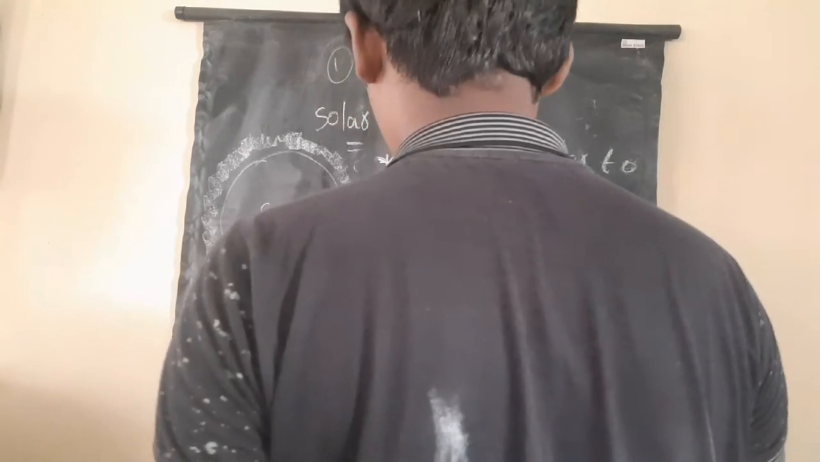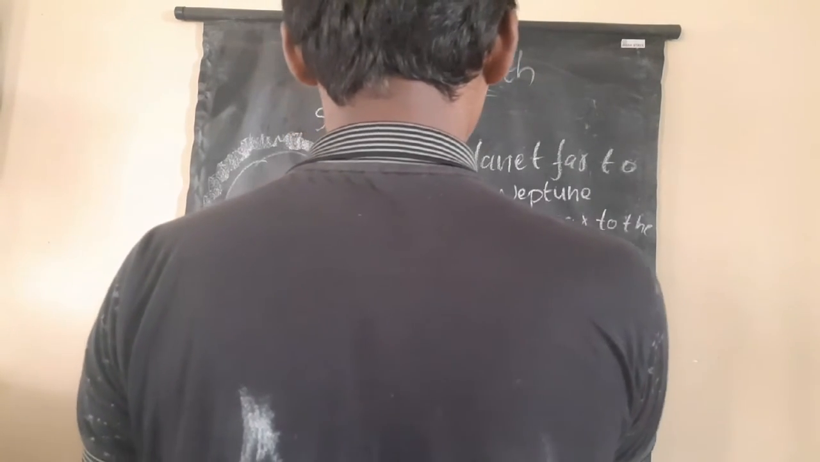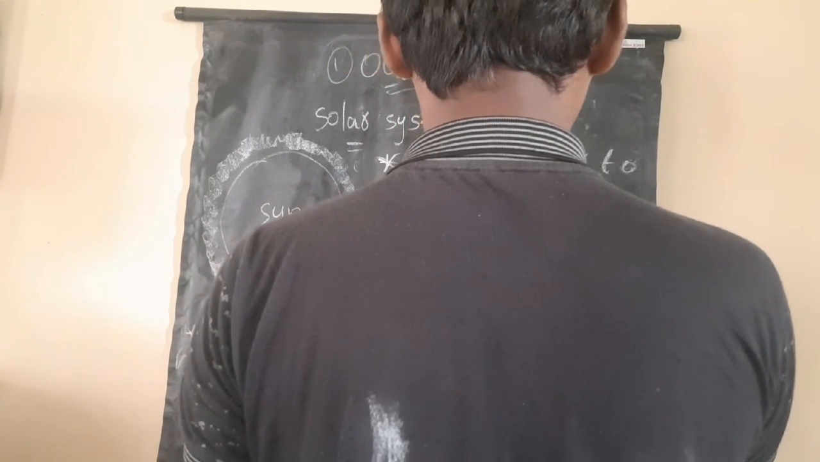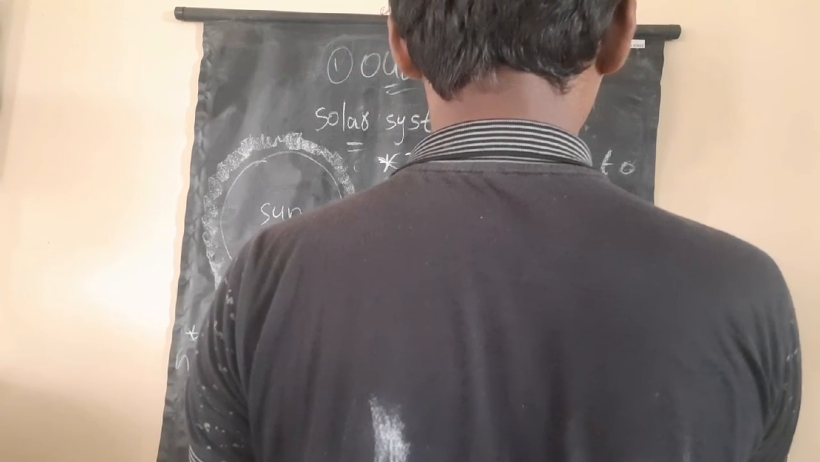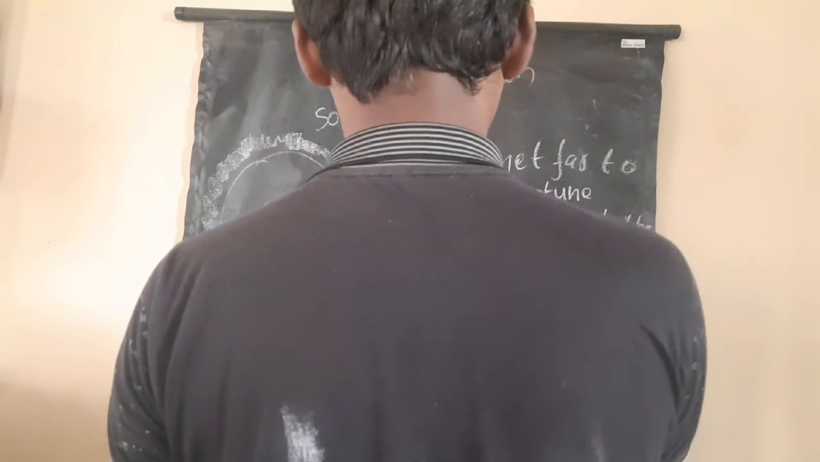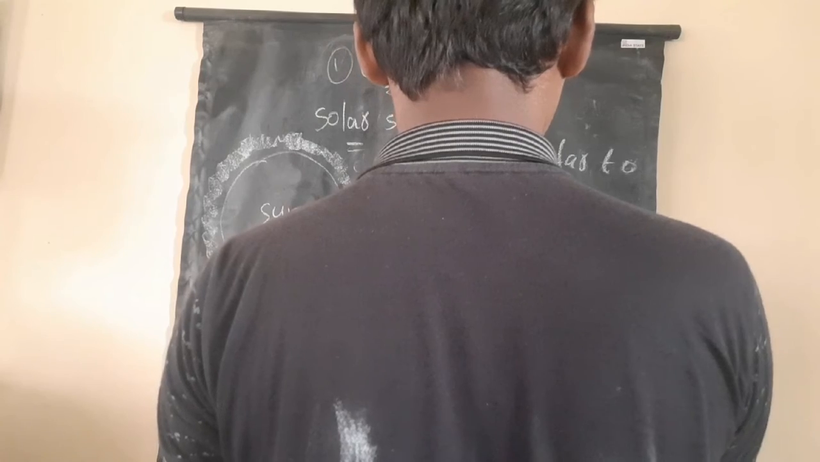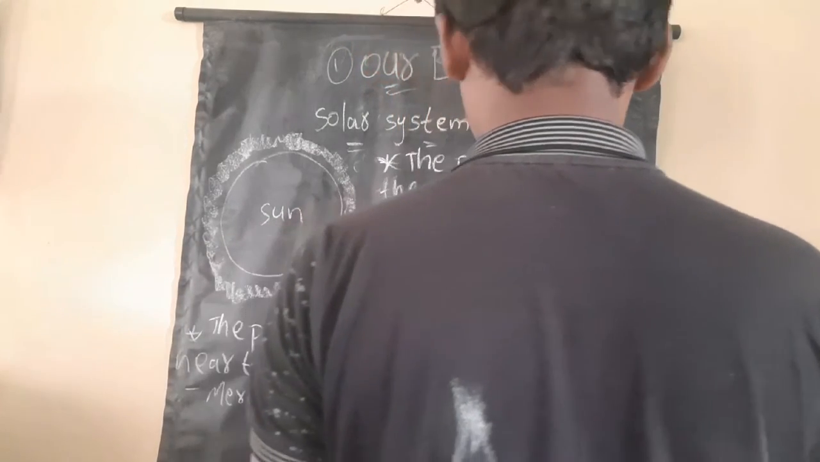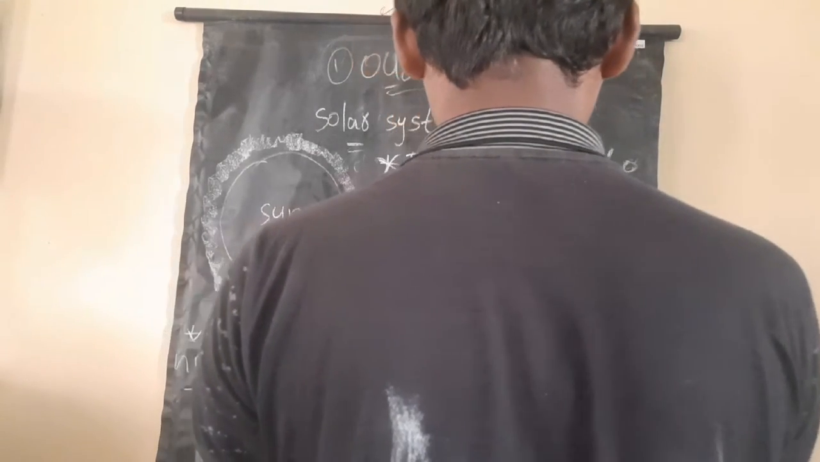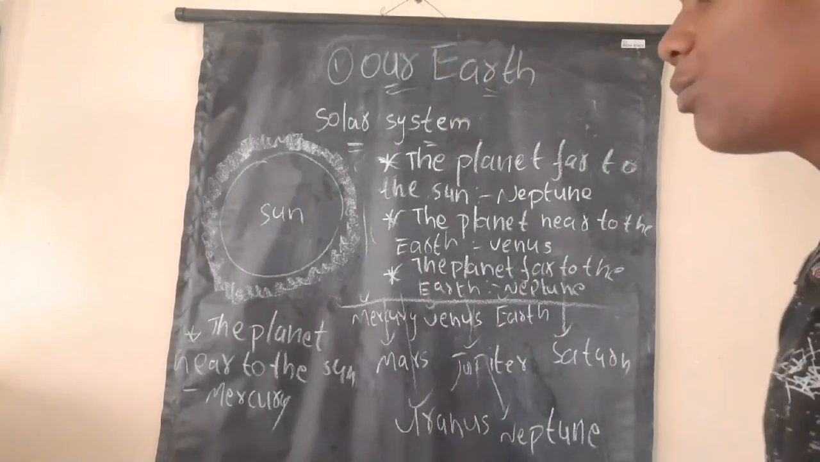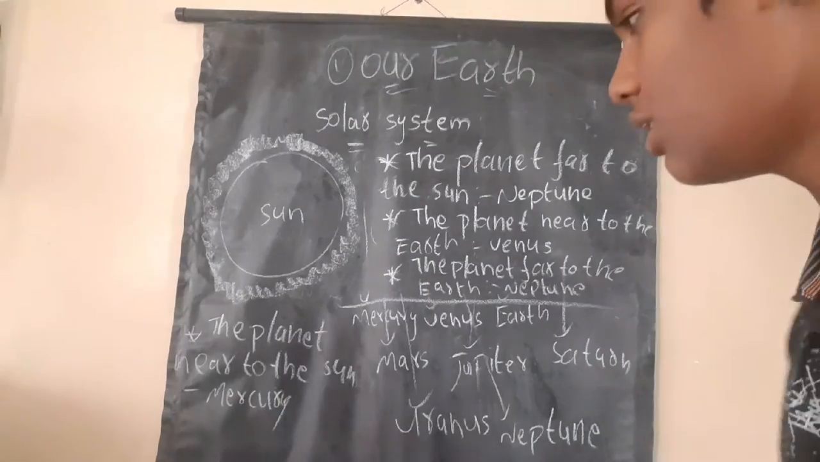Lastly, the planet far from the Earth, meaning the last planet. These are some important questions. The planet far from the Earth is Neptune. These are some important questions about the planets.